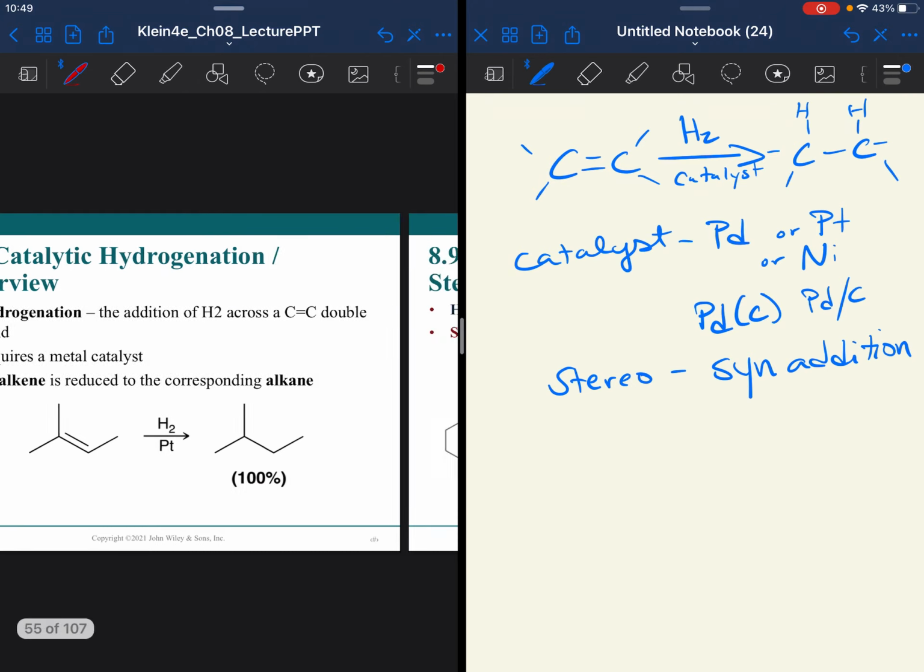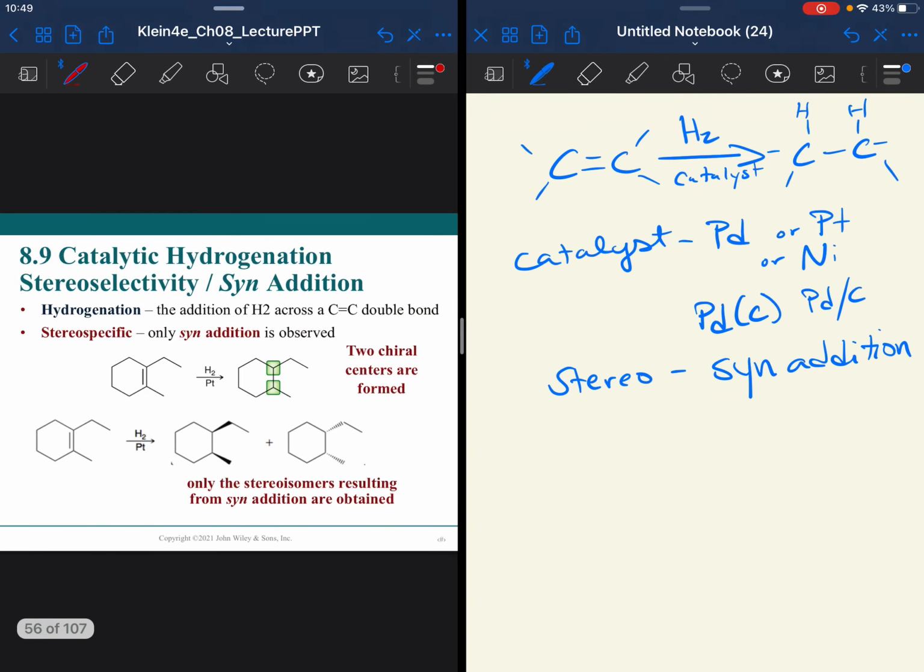And this is an interesting mechanism because we have our first heterogeneous material. So this is a heterogeneous catalyst. Because everything is in solution, the alkene is in solution, the H2 is in solution, but the catalyst is a solid metal. And that is going to hopefully give us a visual for why this syn addition occurs.